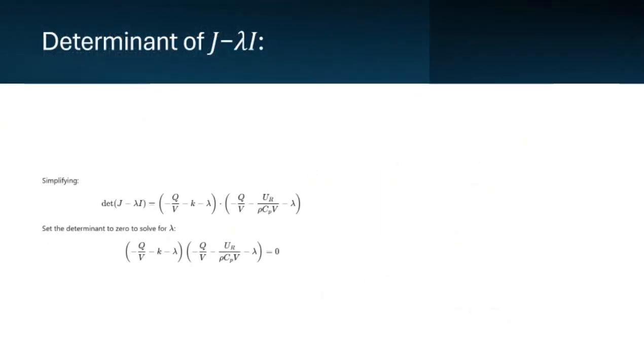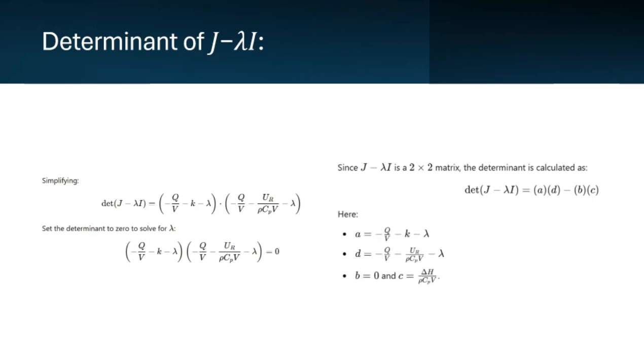Next, we have to find the determinant of J minus lambda I. Since J minus lambda I is a 2 by 2 matrix, the determinant is calculated as AD minus BC, meaning we multiply the first and fourth term and subtract the product of the second and third term. And so it will look something like this. Since the second term B is equal to 0, BC will automatically turn to 0. So we end up simplifying, and here we have it. And so we have to set the determinant to 0 to solve for lambda. And so it will look like this, in which either the first term or the fourth term will be equal to 0.